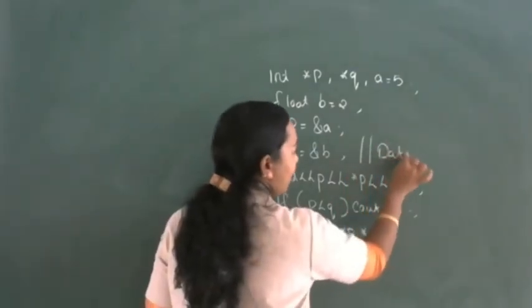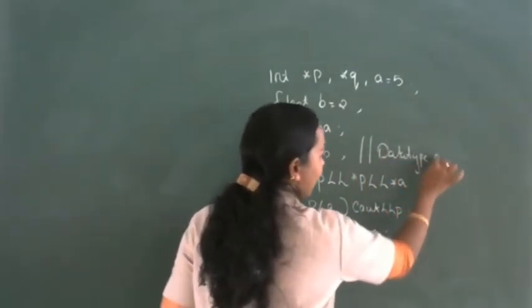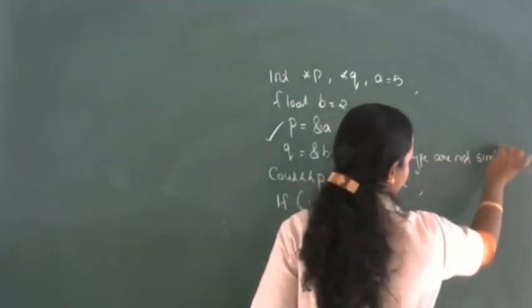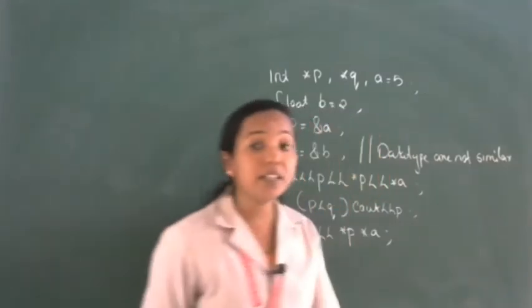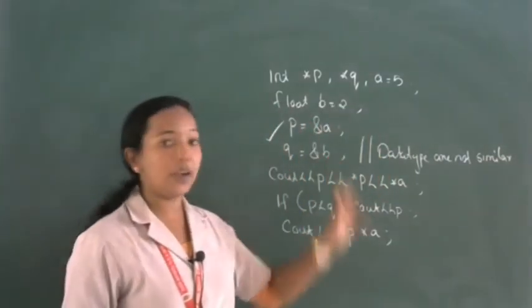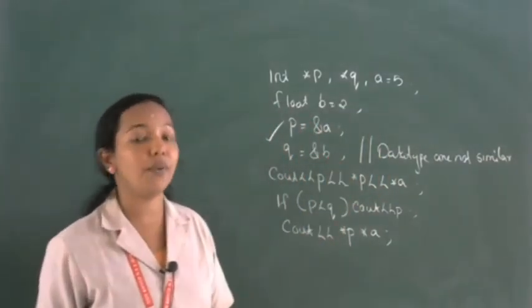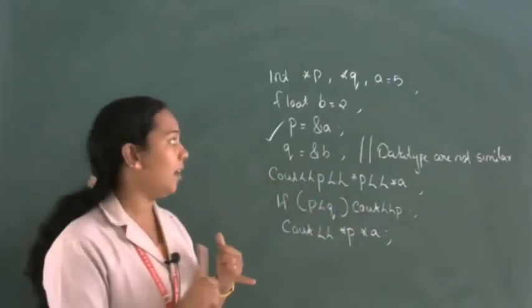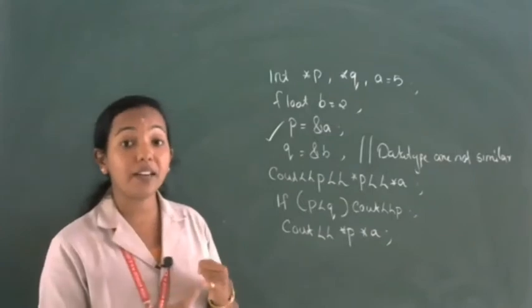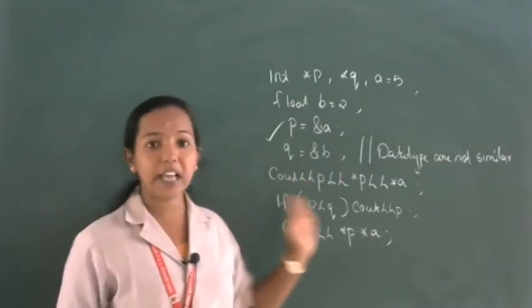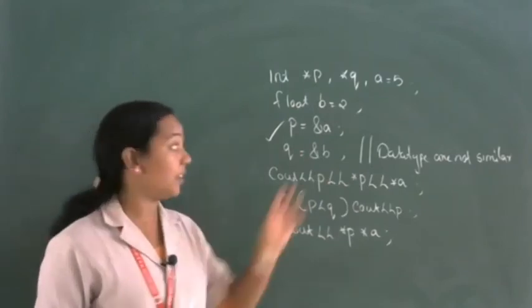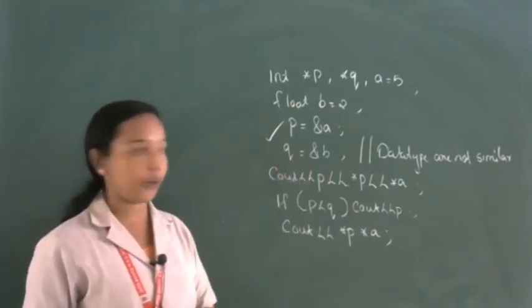Data type mismatch. Data types are not similar. Okay. Into an integer pointer, we can't assign the memory address of a floating point variable. Both are different. q is an integer pointer, b is a floating point value. So data types are not similar. So that's why we can't execute the statement q = &b.